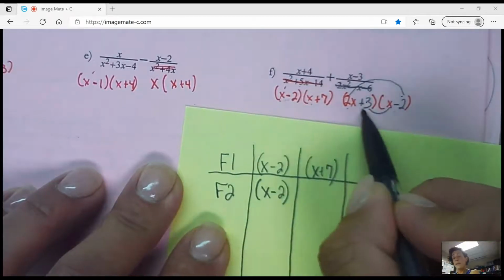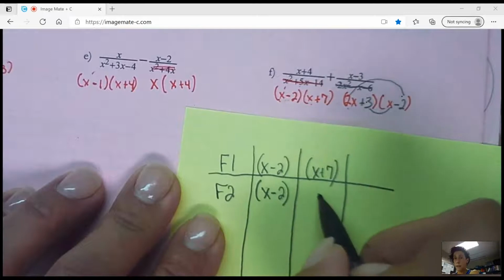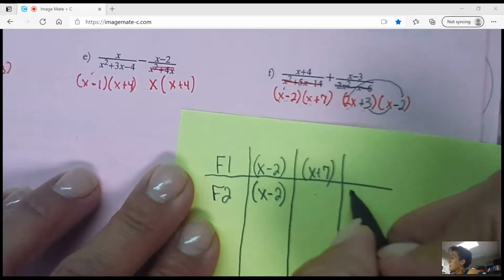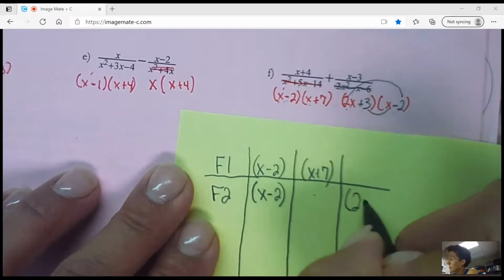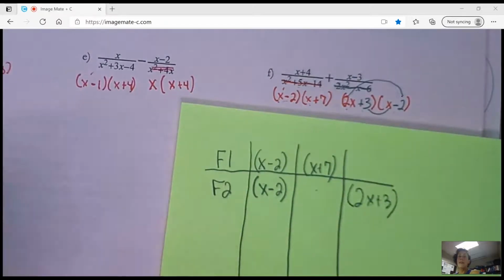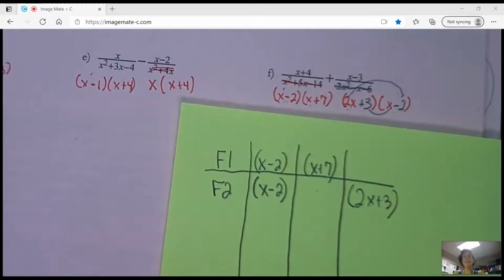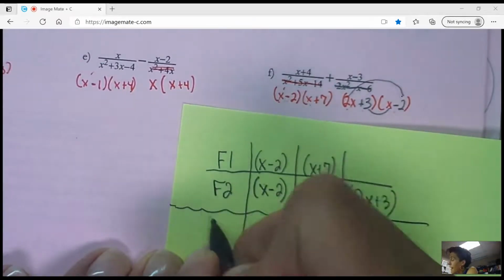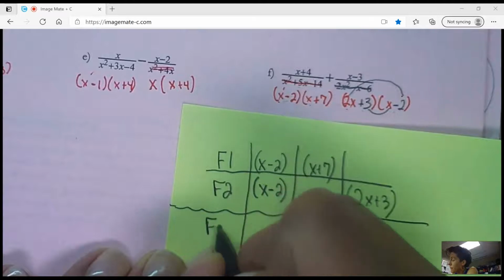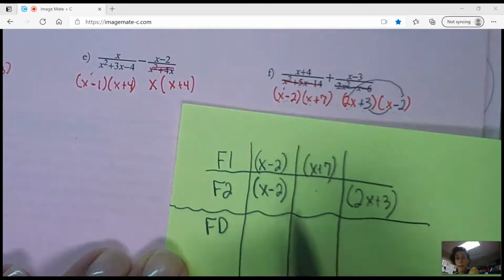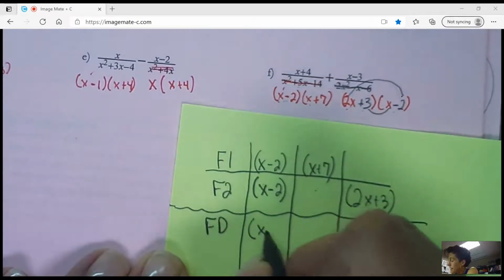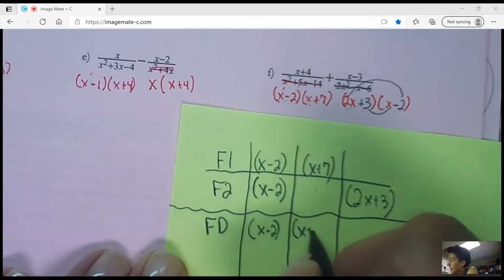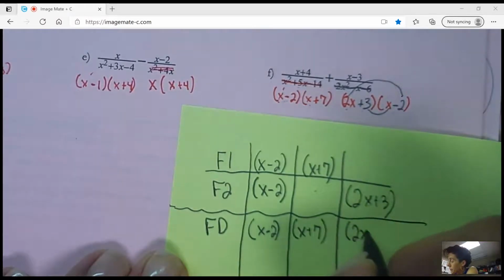Now, the 2x plus 3, it's not going to go here. This column is for x plus 7's. So what I'm going to do is give it its own unique column. Okay? So I don't know if I explained this very well, but this is a little technique to help you find the least common denominator. It really does work. And now to find my final denominator, I'm going to drop everything down. So x minus 2 comes down, x plus 7 comes down, and 2x plus 3 comes down.